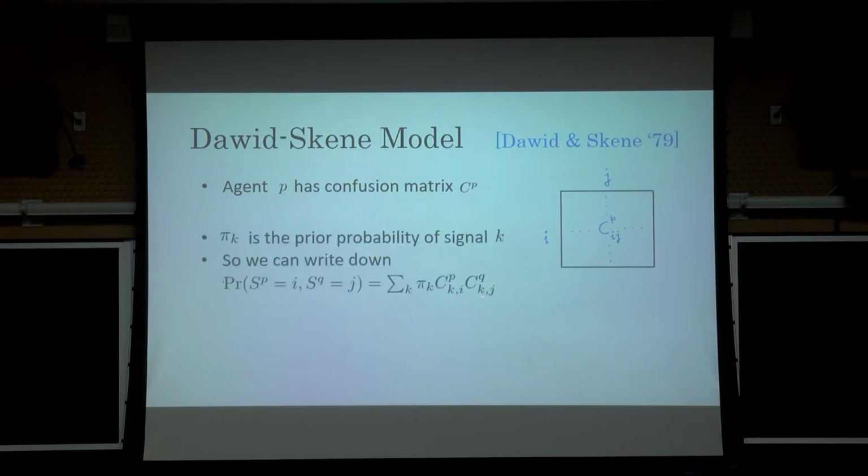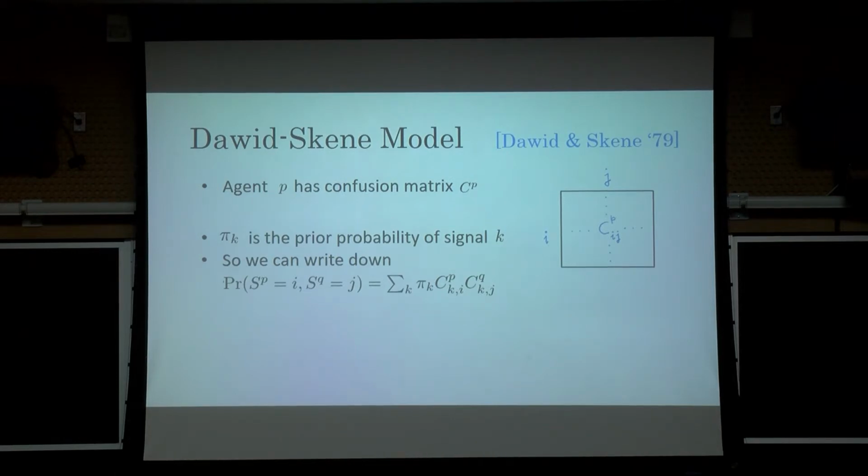And so let's assume that pi k is the prior probability of signal k. So if we know the confusion matrices of two users CP and CQ and the prior probabilities, we can write down the joint probability of observing a pair of signals I and J. Which is the sum of, the first term is the probability of signal k, and user P confuses k to be I and Q confuses k to J.